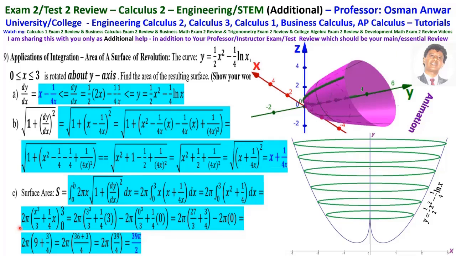Which is 2 pi, when you integrate, x cubed over 3 plus 1 over 4 x from 0 to 3, which is 2 pi times 3 cubed over 3 plus 1 over 4 times 3, minus 2 pi times 0 cubed over 3 plus 1 over 4 times 0, which is 2 pi times 27 over 3 plus 3 over 4 minus 2 pi times 0, which is equal to 2 pi times 9 plus 3 over 4, which is 2 pi times 39 over 4, which is 39 pi over 2. And that is the surface area of the revolution.